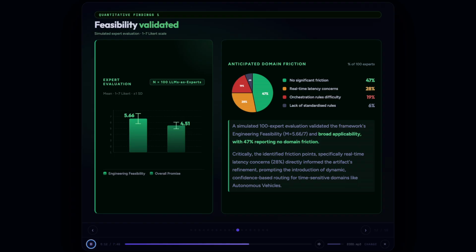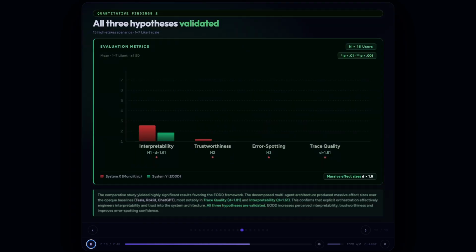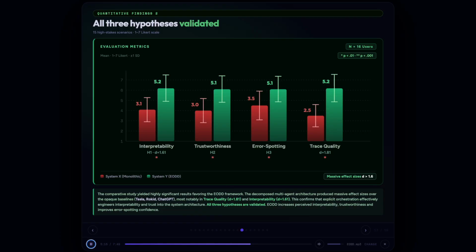With real users, the results were clear. Interpretability jumped from 3.1 to 5.2, transparency from 3.4 to 5.5, trust from 3.6 to 5.3. All three hypotheses validated, all differences statistically significant. EODD outperformed the monolithic baseline on every measure.